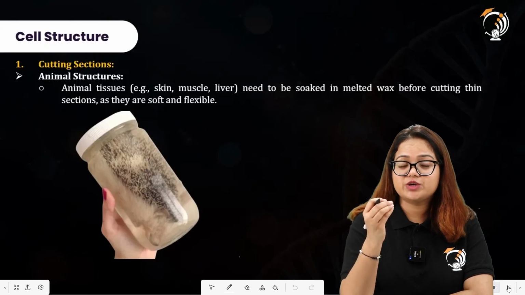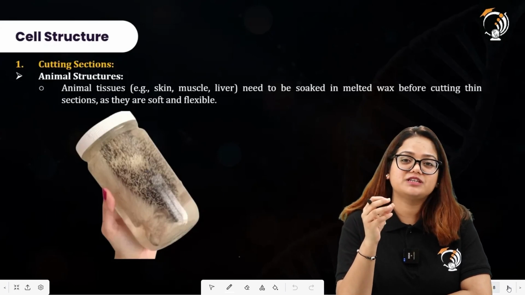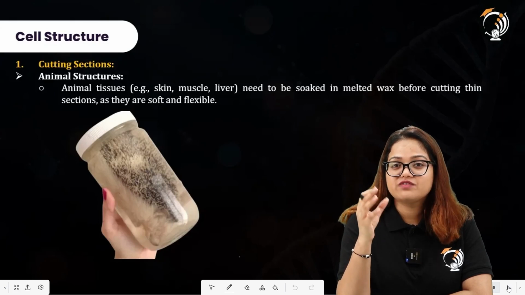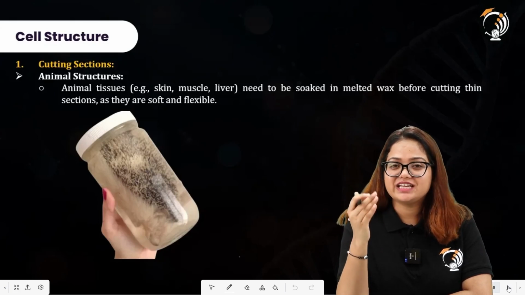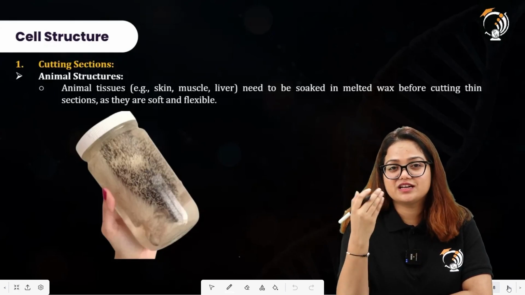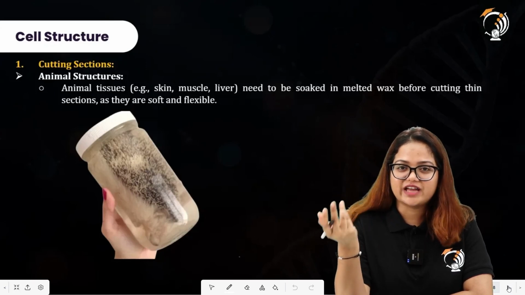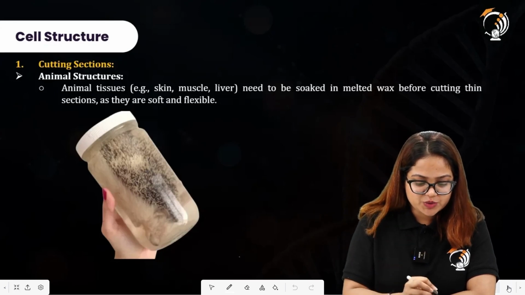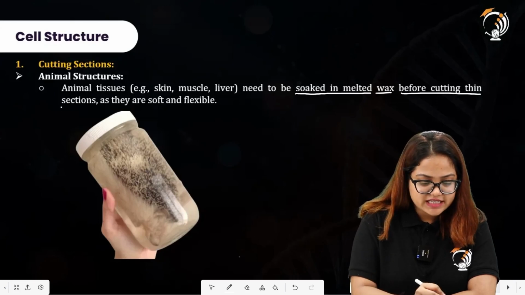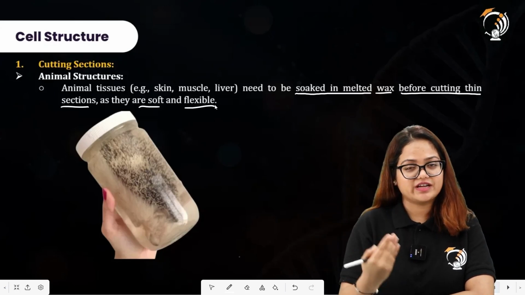If you need to consider cutting sections of animals, first, the animal tissues are soft and flexible. So we need to soak them in melted wax for quite some time, and when they become solid, you can easily cut out thin sections of the animal tissues and study them further. The wax will dissolve away whenever we are studying the particular thin slice of that animal tissue. All right. So the animal tissues need to be soaked in melted wax before cutting thin sections, as they are very soft and flexible, and once they get solidified we can cut them easily.